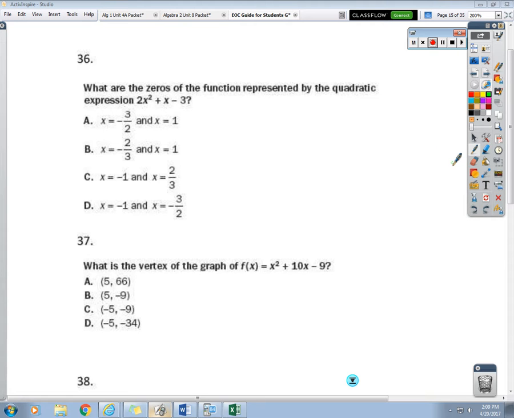Zeros of the function represented by the quadratic expression 2x squared plus x minus 3. Charlie, what is the question asking for? Okay. Caitlin, can you tell me another word for zeros? Anybody? X-intercepts. Okay, so the easiest way to find x-intercepts would be to what? Graph it.